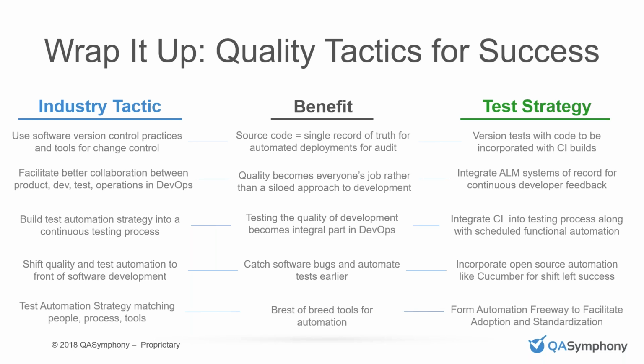And the last part is just making sure you're matching up an automation test strategy, people, process, and tools, being able to enable best of breed automation, and having a free, automation-friendly way to facilitate adoption and standardization. So that's kind of a wrap-up of what we talked about today.